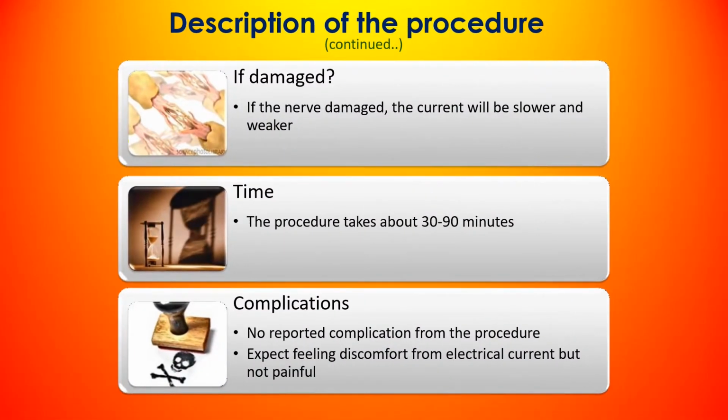So what inferences do we obtain from the findings of the nerve conduction studies? If the nerves are damaged or if there is demyelination, what will happen? The current waveform shown on the monitor will be slower, so the latency will be more, and it will be weaker, that is, the height or amplitude of the waveform will be lower. So those are the inferences we can draw for nerve damage or demyelination.